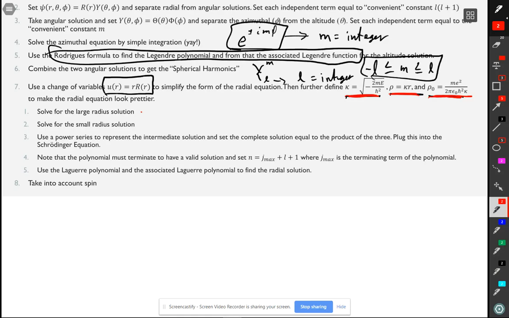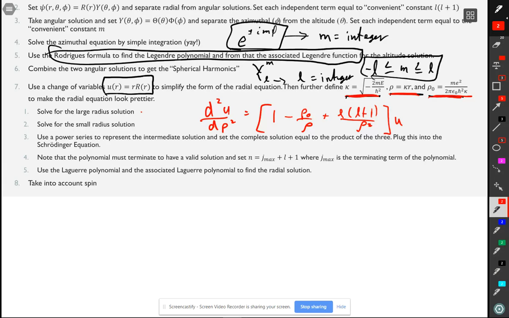I don't have the equation in front of me, so I'm just talking, and I probably should have written it up here. Actually, yeah, so I can write it. The equation we're solving here is d second u d rho squared equals 1 minus rho 0 over rho plus L times L plus 1 over rho squared, times u.